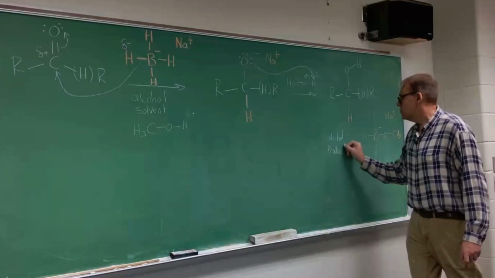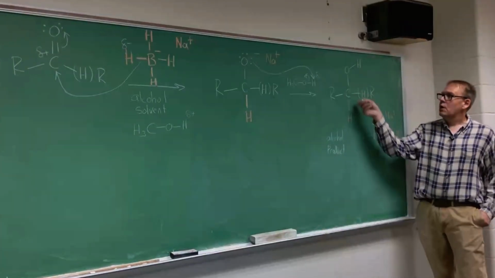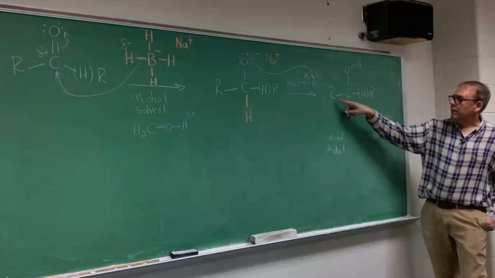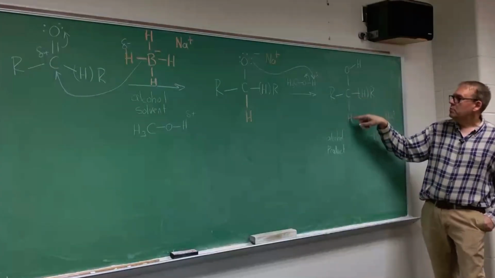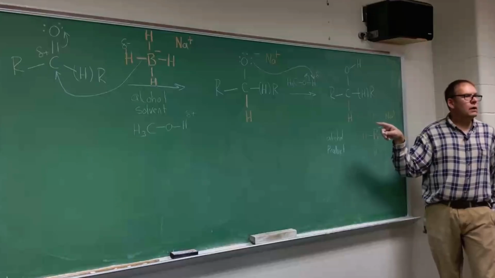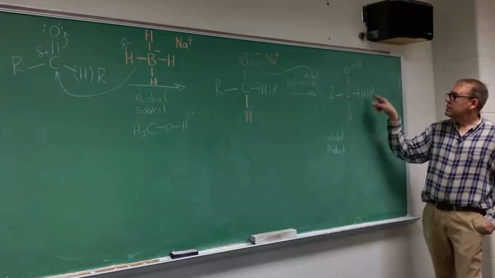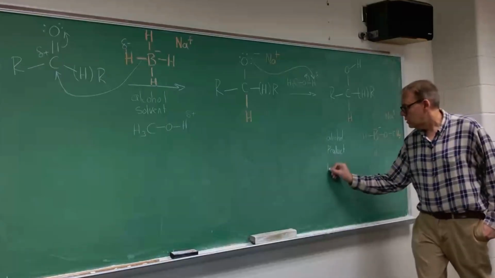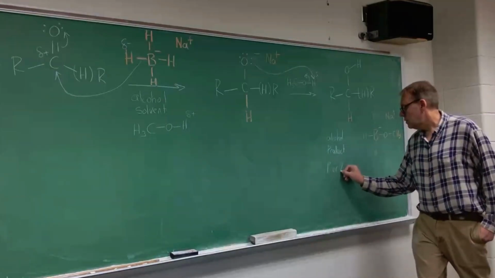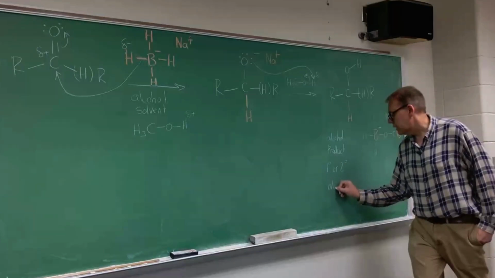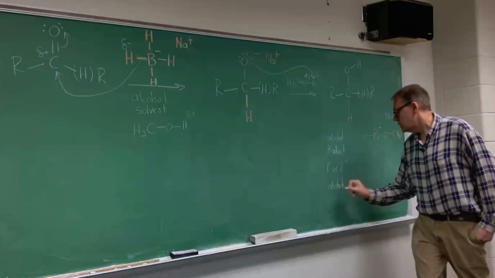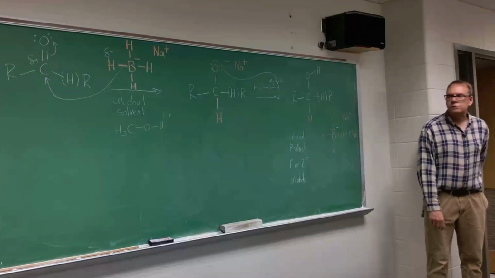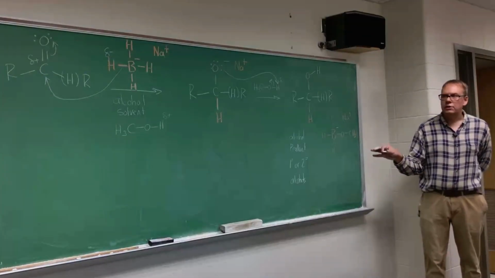And whether you start with an aldehyde or ketone determines what kind of alcohol it's going to be. If it was an aldehyde that we started with, we'd have one R group, and it would be a primary alcohol. If it were a ketone that we started with, it would be a secondary alcohol. So primary or secondary alcohols are going to be the products of this reaction. All right, that's sodium borohydride reduction.